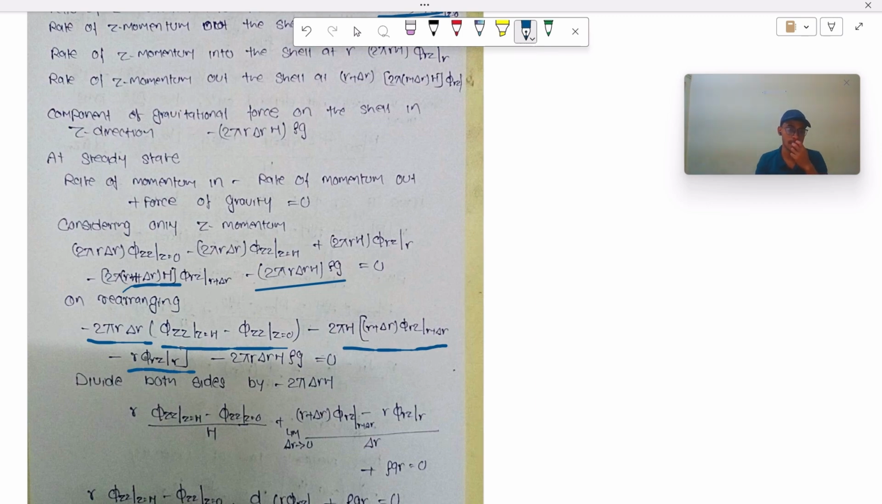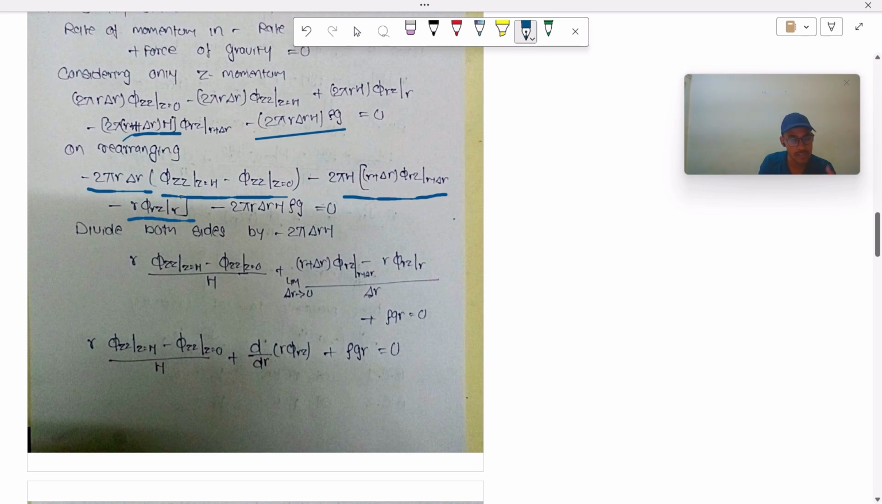Here we can see the flux that is going in. On rearranging what we have done, we have taken the minus common so that we can get the delta r terms in the denominator, so that we can use the definition of derivative. So we do this arrangement in such a way that delta r comes in the denominator. Here, on rearranging and dividing by minus 2 pi r h, we can see that delta r terms will come into the denominator. And from here, we can use the definition of derivative.